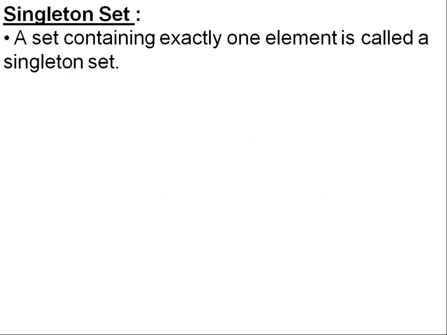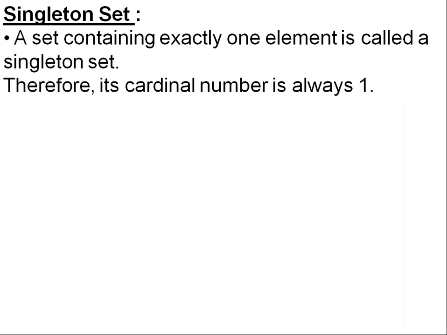The next set that we are going to talk about is a singleton set. As the name suggests, the set contains exactly one element in it. So any set which contains one element in it will be called a singleton set. Therefore, the cardinal number of this set is always 1 because there is only one element in it.